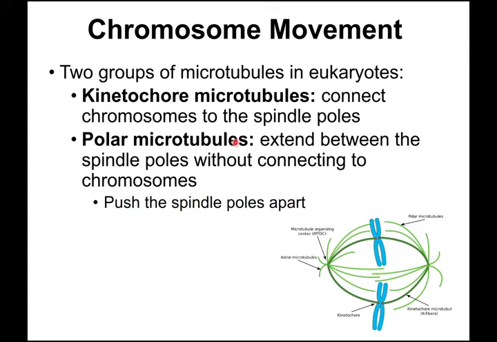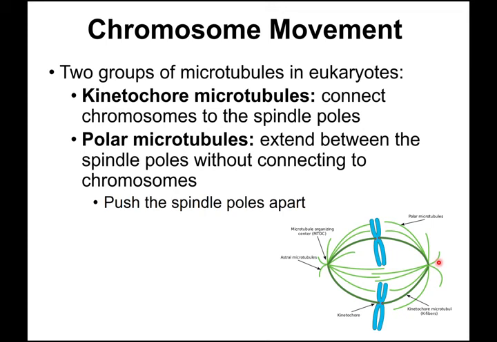And then there is a second type, which are referred to as the polar microtubules, which do not connect with the chromosome, but they have the function basically to push these two centrosomes away from each other. This helps with the elongation of the cells and ultimately the separation of the chromosomes as well.